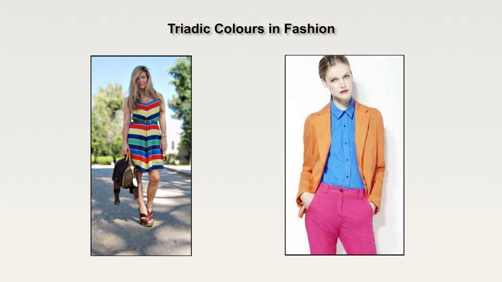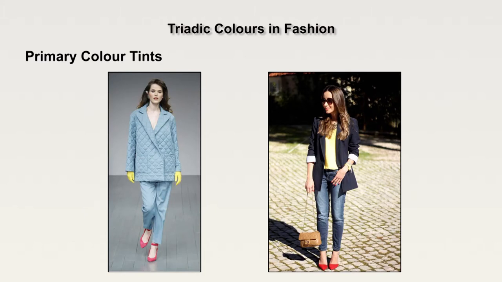Some more examples of triadic colors. Please take a moment to understand and absorb. The image on the left has triadic colors using primary color tints. The outfit contains yellow, blue, and red, which makes a Y shape on the color wheel, making it triadic. The colors all complement each other and make the outfit look good together.